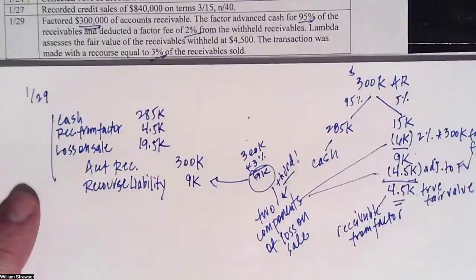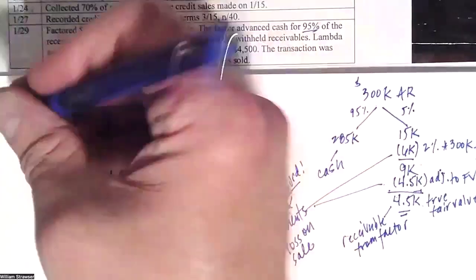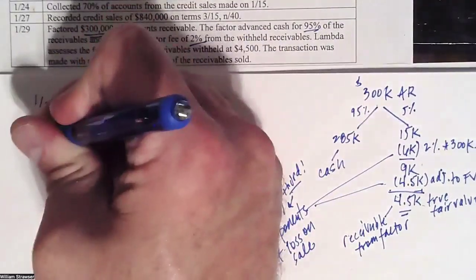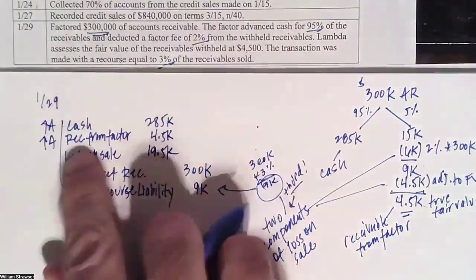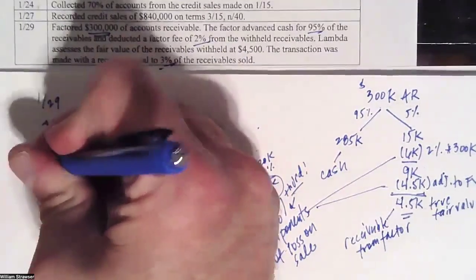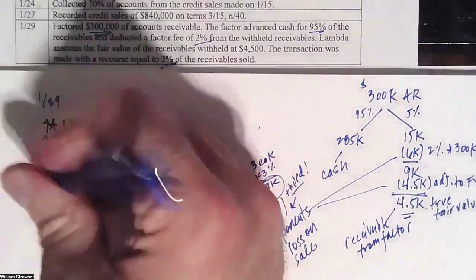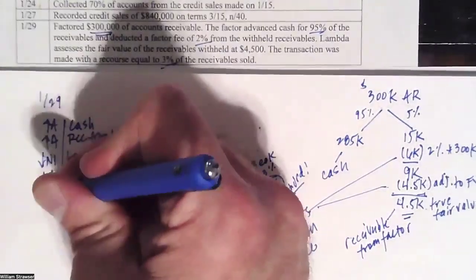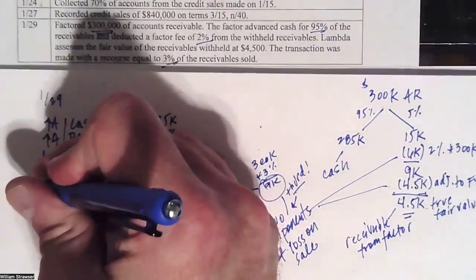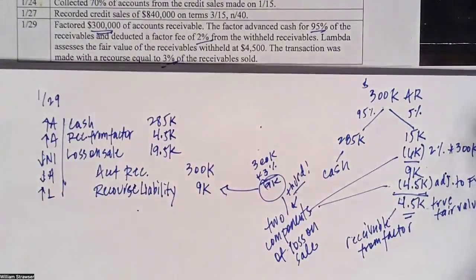All right, so now that completes the journal entries. Oh, and just to make sure, this is new. Of course, cash increases assets, debit to cash. Debit to a receivable, it's still an asset. The loss reduces net income. The accounts receivable crediting is reducing assets. The recourse liability credited is increasing liabilities.